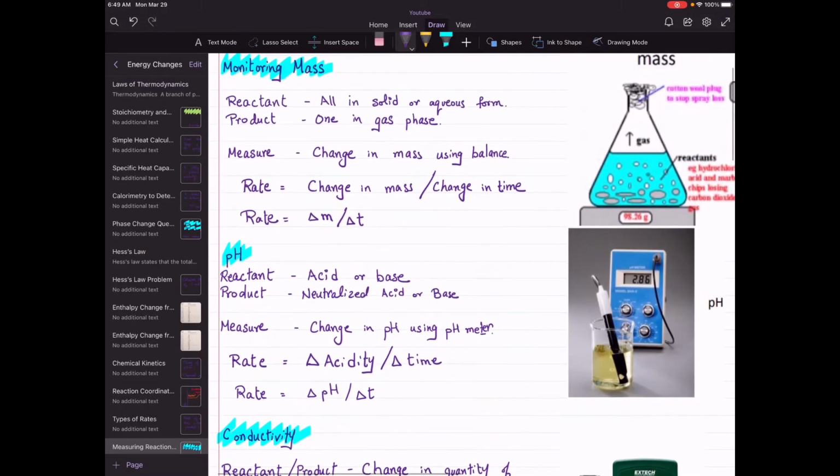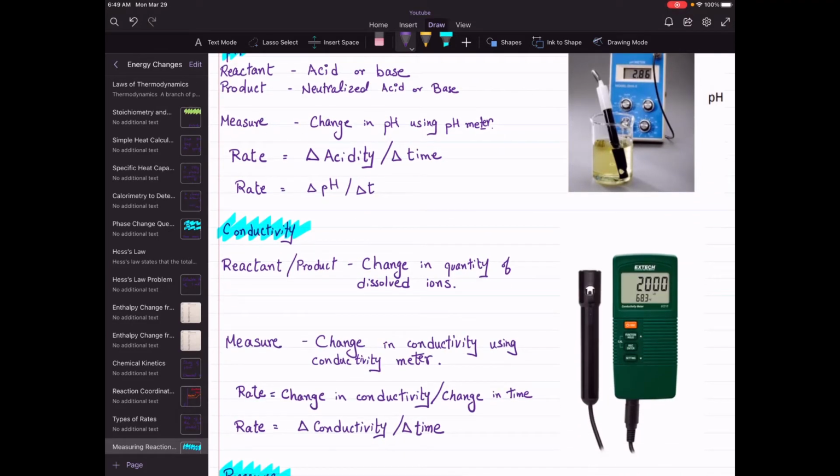Okay, so first one was monitoring mass. We were able to monitor the mass because there was a gas being produced. In pH, there was no gas being produced, the acid or base was being neutralized. Also, next one we have is conductivity. In this case, for the reactant or product, there should be a change in quantity of dissolved ions. So when you're going from reactant to product, there has to be a change in the quantity or concentration of the dissolved ions in the solution, because dissolved ions conduct electricity.